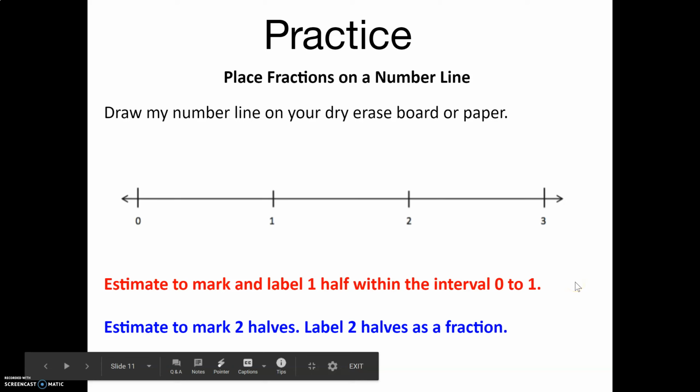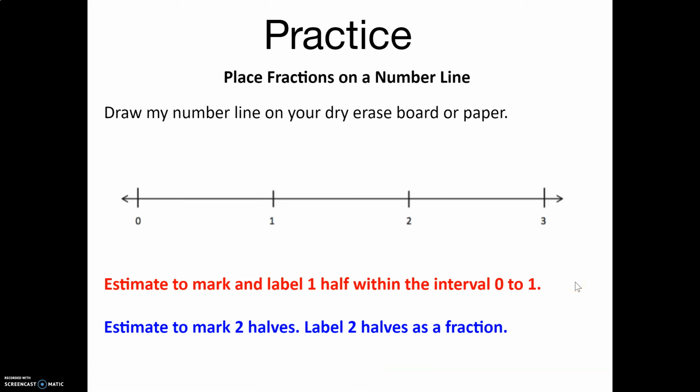So now we're going to take all of the information we know and we're just going to practice some more with that today. So if you will please draw a number line on either your dry erase board or your paper, and make sure you have all of these whole numbers. You have 0 to 3. These are going to be our whole numbers.